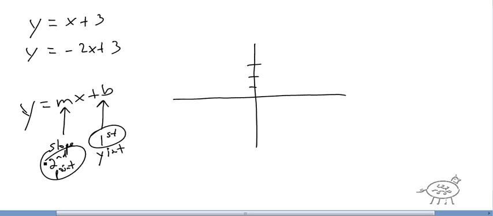So let's start out. We got 3 as our y-intercept. We're going to plot 3. And remember, the slope is 1, so it's 1 over 1. So you go up 1 over 1, up 1 over 1.